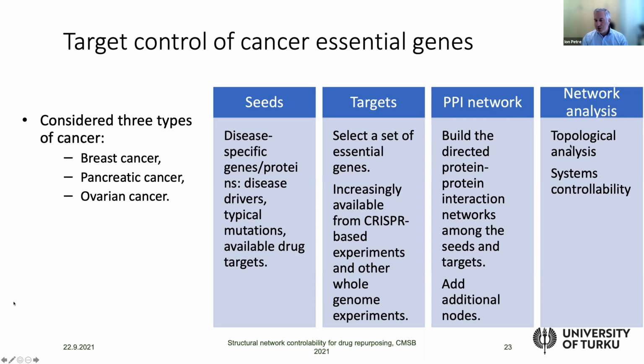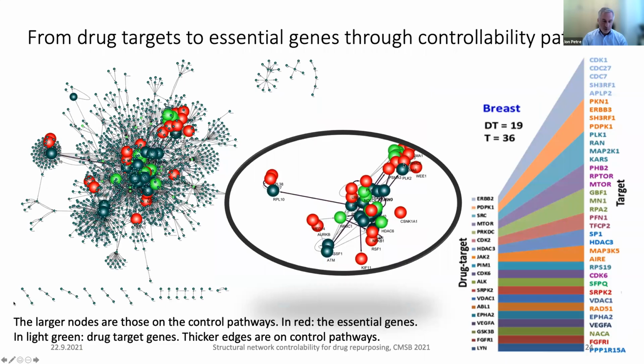We did topological analysis and systems controllability analysis to find out what kind of FDA-approved drug targets would give you control over these essential genes. So in other words, what kind of drugs we predict might be relevant for this disease. So typically the results look like this. This is a picture taken from the breast cancer study.